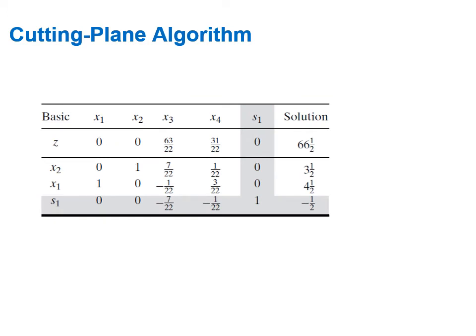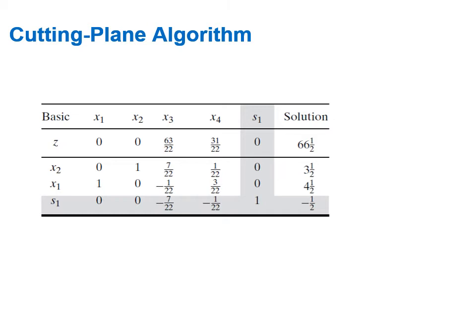So this is the optimal tableau after we included this new constraint and this new variable to the model. And we said that this tableau is infeasible. I am not saying that the problem is infeasible. I am saying that this solution is infeasible, because the right-hand side is -1/2.